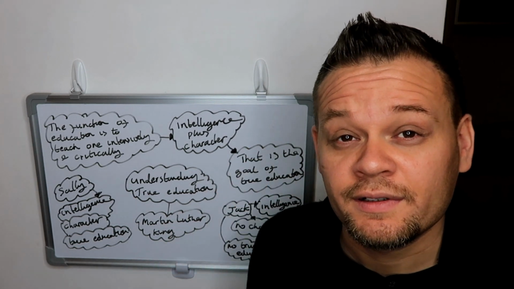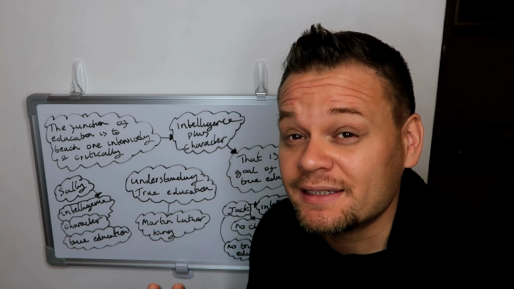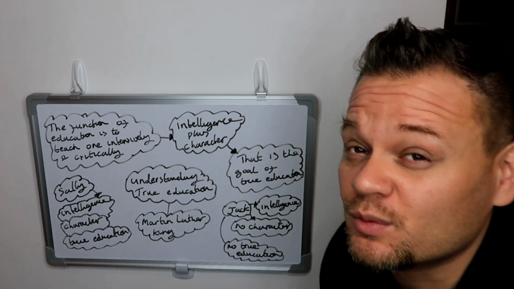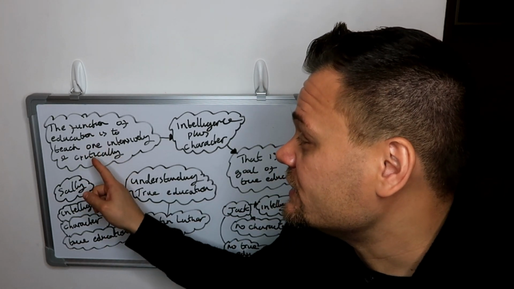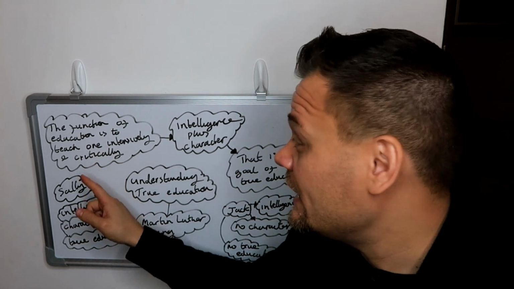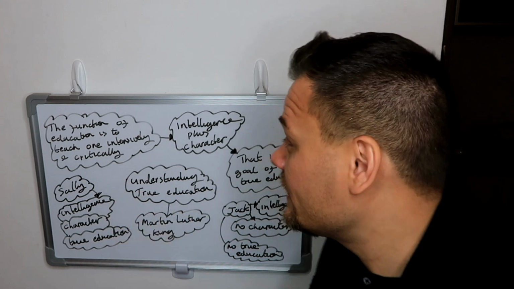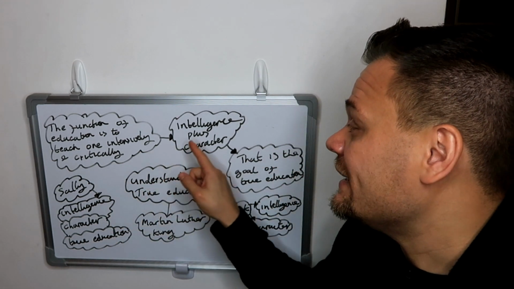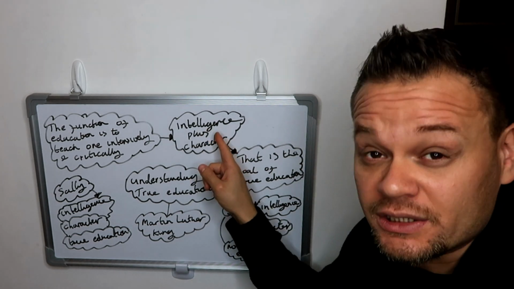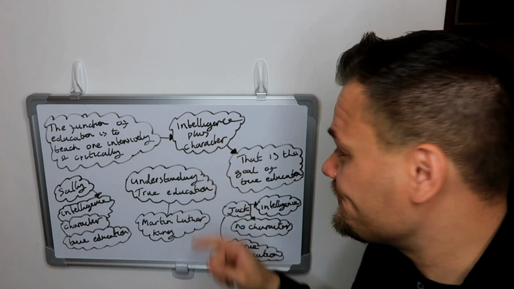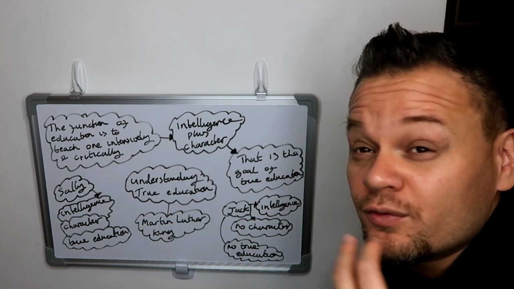Philosophy 5, and this is the final one, true education, and this is inspired by the great Martin Luther King. So what do we mean by true education? Well, the function of education, according to Martin Luther King, is to teach one to think intensively and critically. And also, there is the combination of intelligence plus character. According to Martin Luther King, this is the goal of true education.